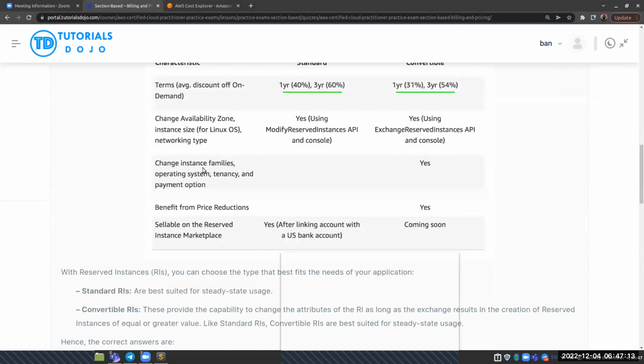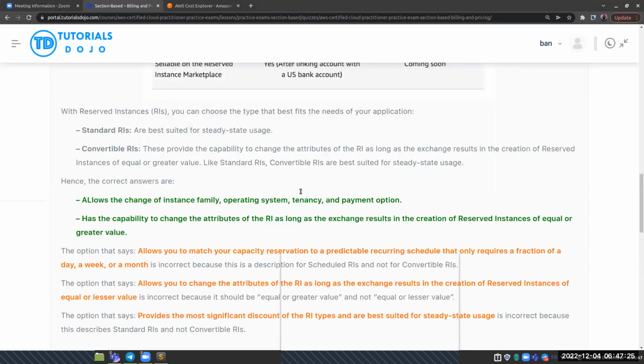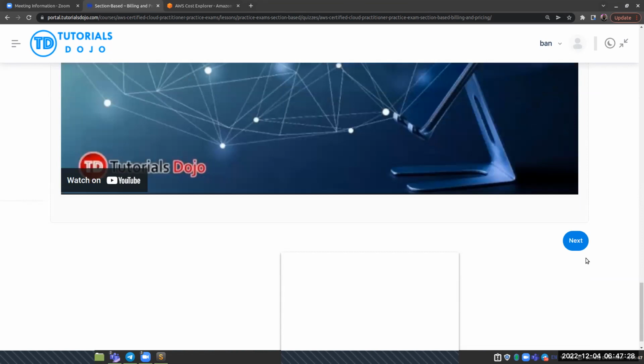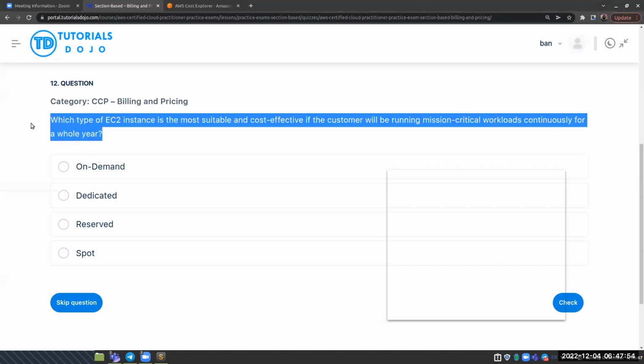So remember, I shared this not long ago in one of the questions. You can do this with convertible, but in standard reserved instances, you cannot change instance family, operating system, and the rest. Okay, the next question, we have to move our pace. This one is for you, Edwin. I hope you can take a question as well. What type of EC2 instance is the most suitable and cost effective if the customer will be running mission critical workloads continuously for a whole year? Edwin, that's for you.